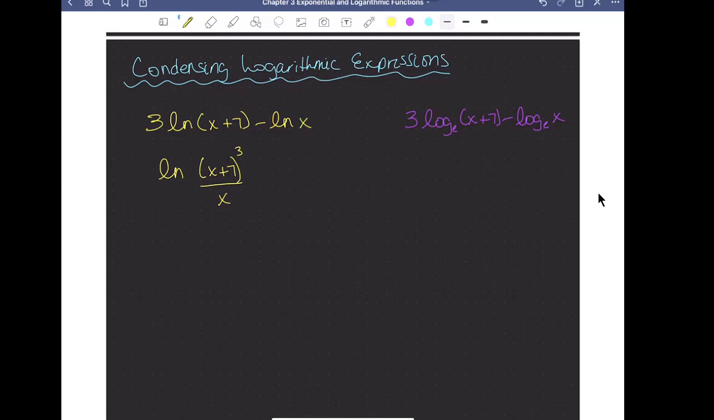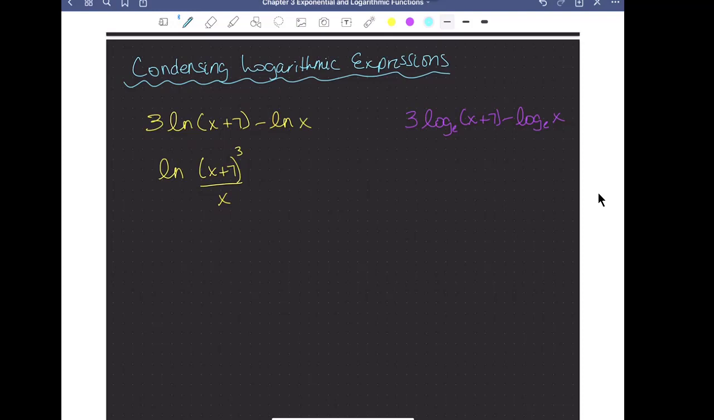And that is it, right? So on these ones, you're looking to see that you're only writing that log or that natural log once, and then you have your variables and all that good stuff. All right, one last one for you.